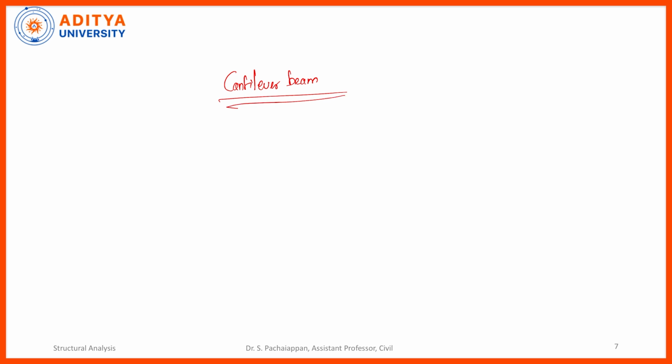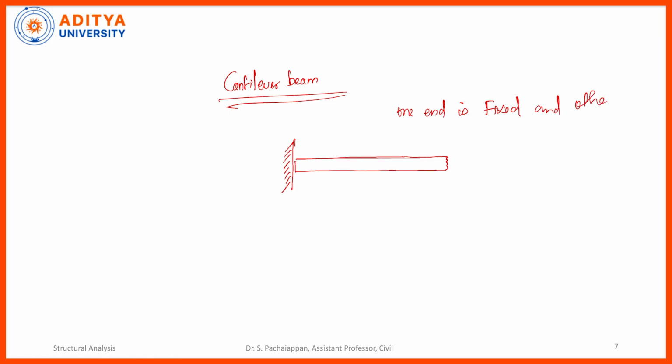This is a very important type of beam. The cantilever beam means we have a beam with this support condition: one end is fixed and the other end is free. You can see the support A is fixed and at support B we have the free end. So this is called a cantilever beam.